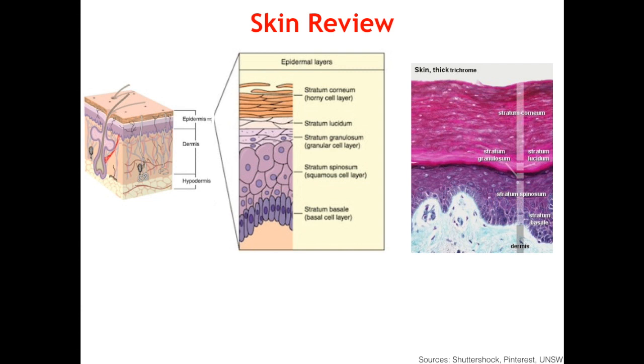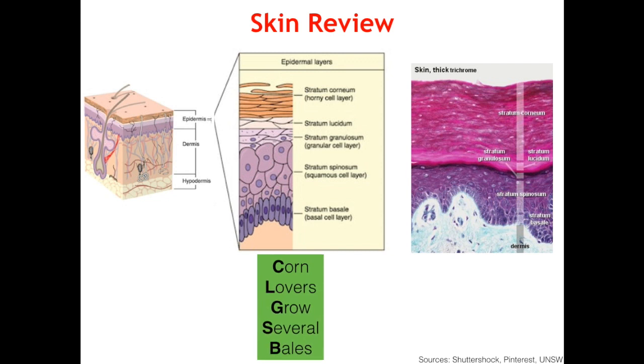But for the mnemonic that I like to use to remember, there are two. The first one is corn lovers grow several bales, but the one I really like to use is come on, let's get sunburned.